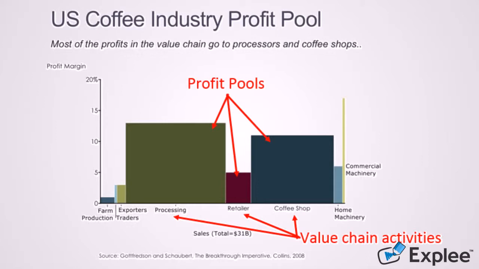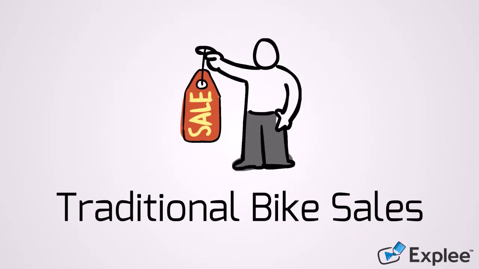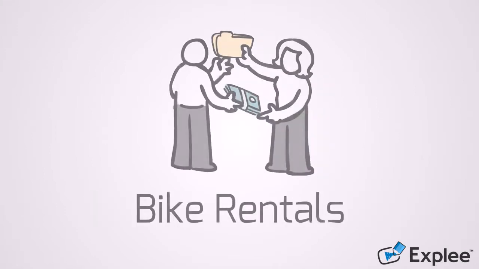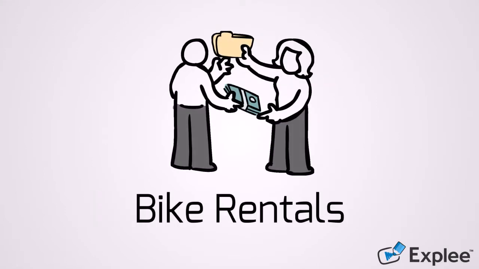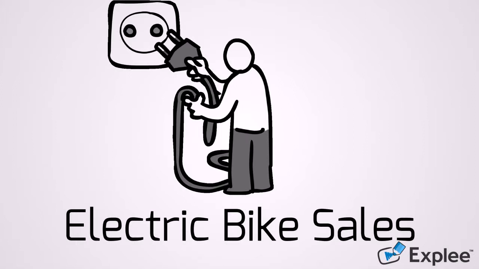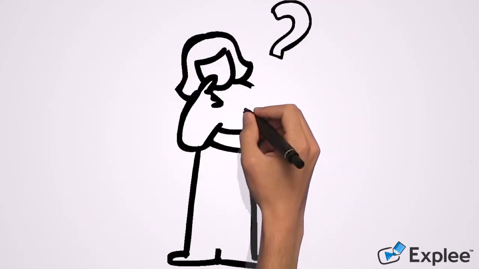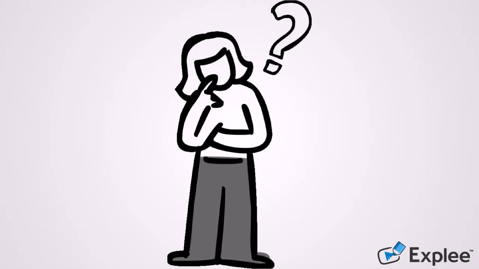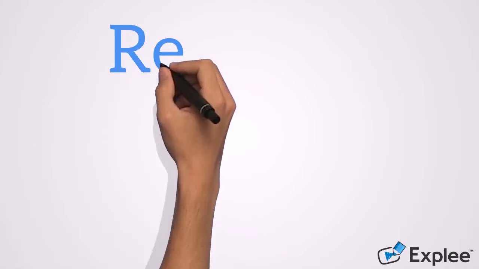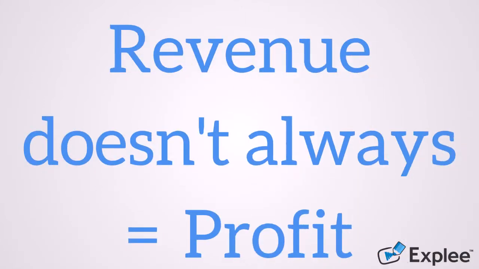Profit pools are built up by value chain activities, so you need to think about the industry as a whole. In this example, we are considering bike sales, bike maintenance, and bike rentals, for example, to be value chain activities. We also have included electric bike sales, as this is a growing area. When mapping the value chains, we definitely want to think about what other companies in the industry are doing with their business models to evolve different sets of activities. Profit pools help prove that highest revenue does not always mean highest profit.